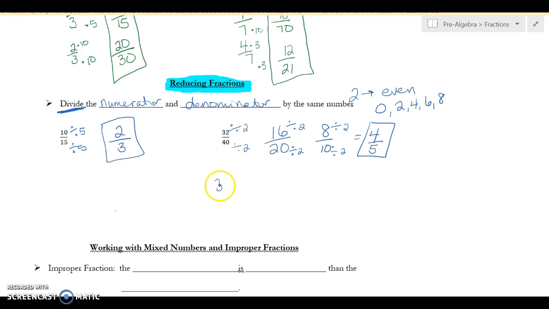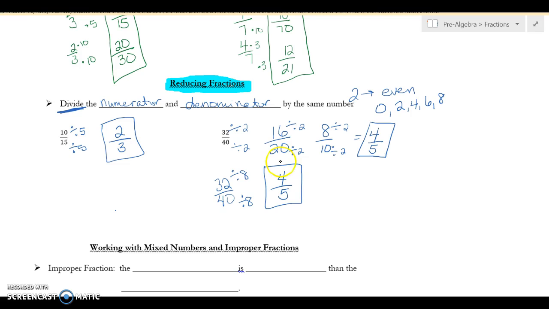Now, some of you might have looked at this problem, and if you know your times tables, you might have recognized it. Oh, 8 goes into both of those. 8 goes into 32 4 times, and 8 goes into 40 5 times. So it doesn't matter which way you do it. Some just takes longer, but you still get to the same answer.